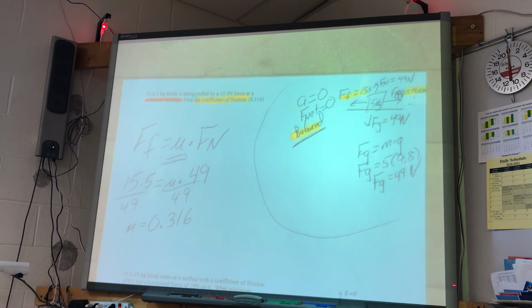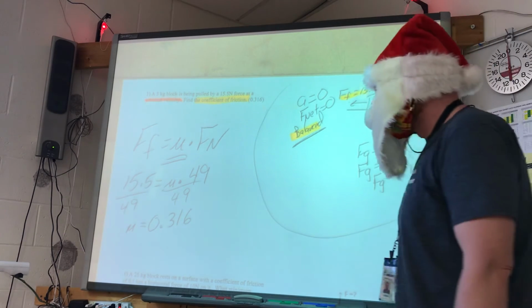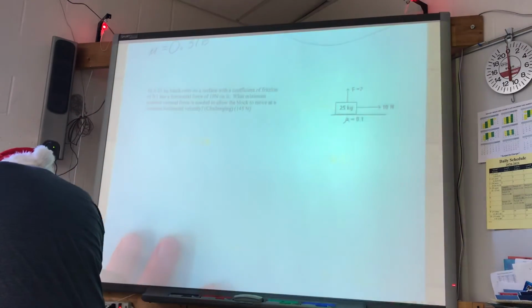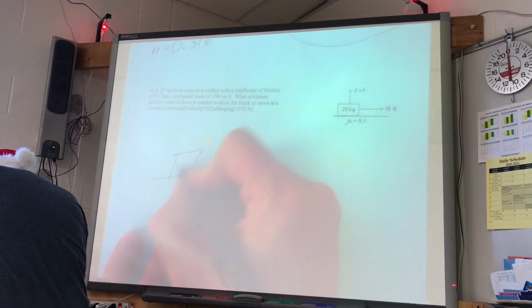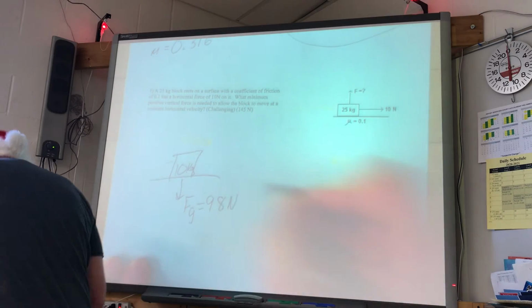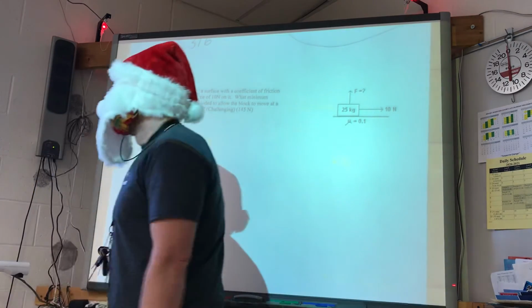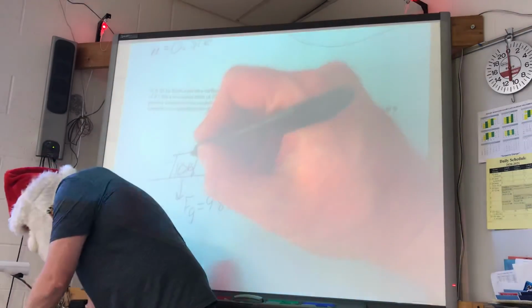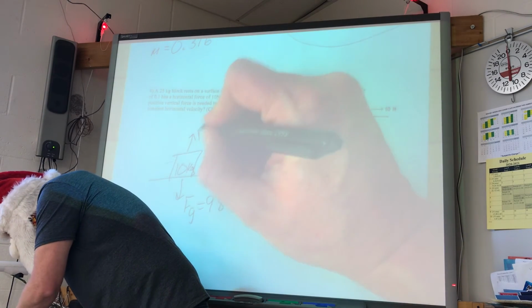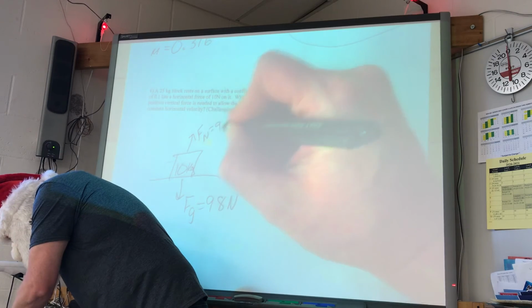All right, we're not going to do that last one, just for the record. I do want to talk very briefly about some situations. If I had a 10 kilogram object, I'd have an F of g of 98 newtons. Now, if it's just sitting on the surface, what's true about my forces in the y direction? Balanced. Therefore, my normal force is going to equal 98 newtons.